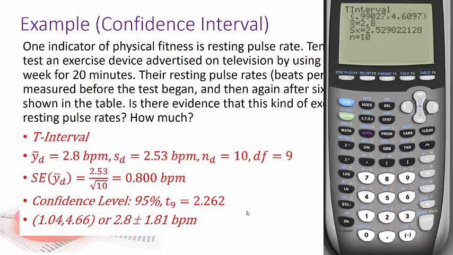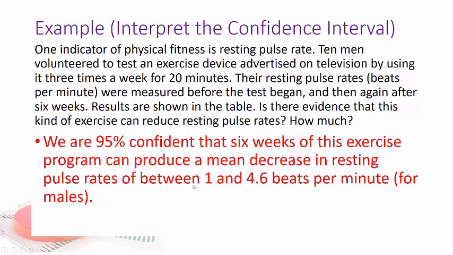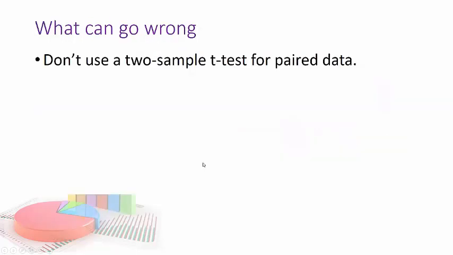And now how do we interpret this interval? Well, we are 95% confident that 6 weeks of this exercise program can produce a mean decrease in resting pulse rates of between 1 and 4.6 beats per minute. Again, I added "for males" because I go, wait a second, these are only guys. I have no idea what it'll do for females. And we know there's a difference physiologically, guys lose weight more easily than girls, which is really annoying. So, okay, what can go wrong?